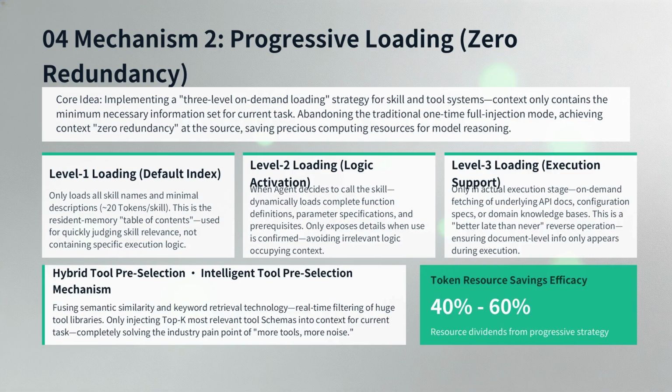The second mechanism is progressive loading. Imagine you don't carry all tools before going out, but choose tools based on tasks. Hermes does the same. It loads skills and tools in 3 levels, from just knowing names, to loading complete descriptions only when needed, to loading supporting docs only during execution. Meanwhile, it can intelligently pre-select most relevant tools. This zero redundancy loading saves 40% to 60% of related token consumption.